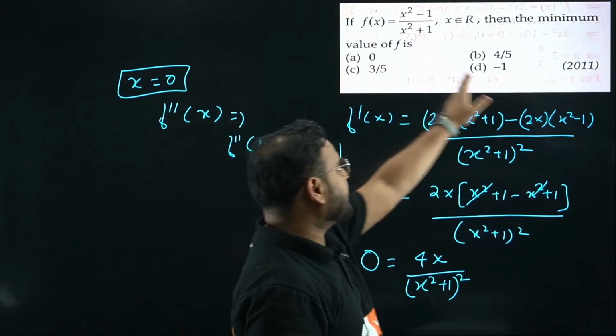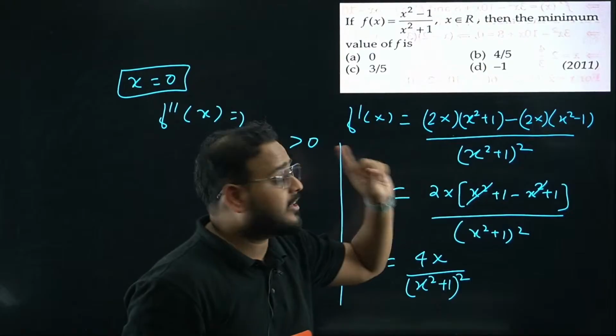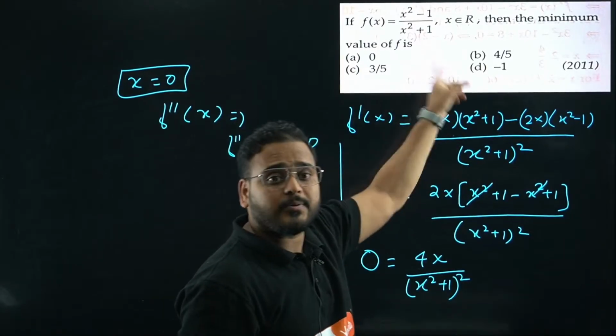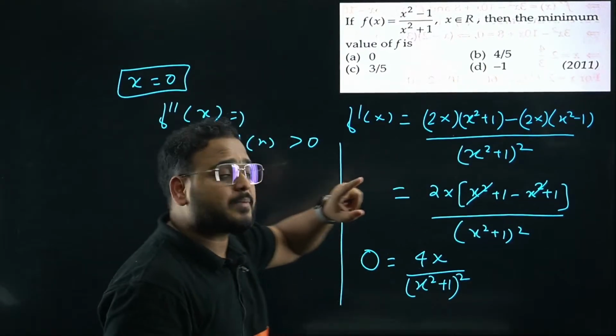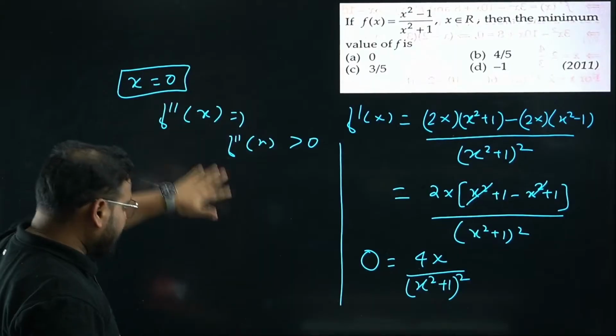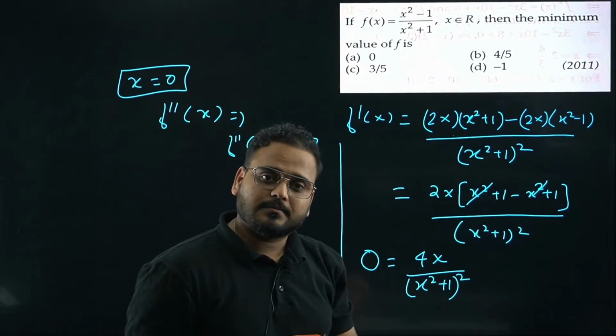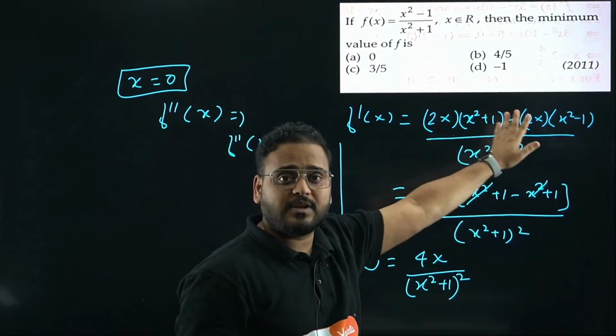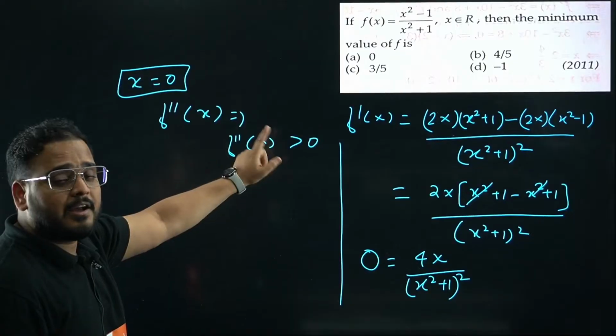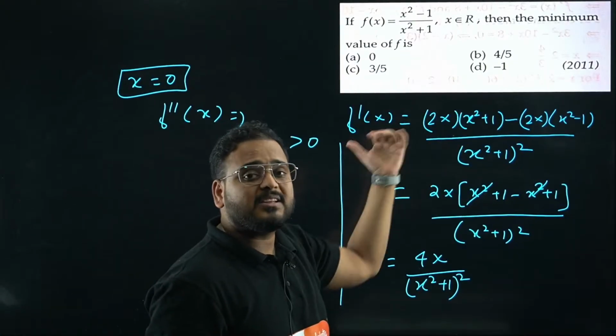And there's no option given here as none of these. If I had an option D as none of these, what would my approach be? I have to check whether it is a minima or not, and if it is not, then we can say none of these. But in this case, there's no option like that.